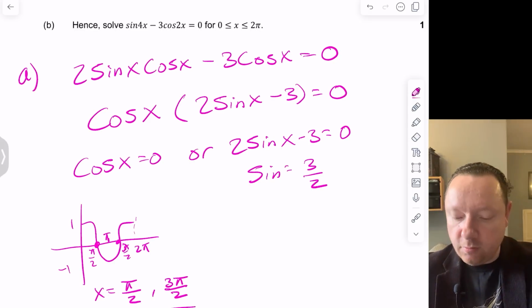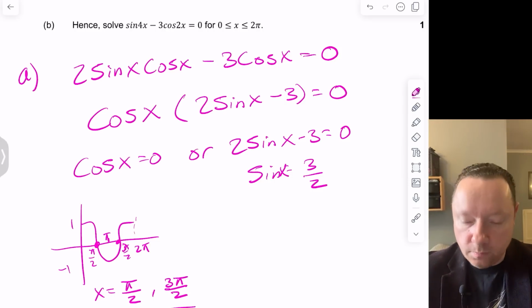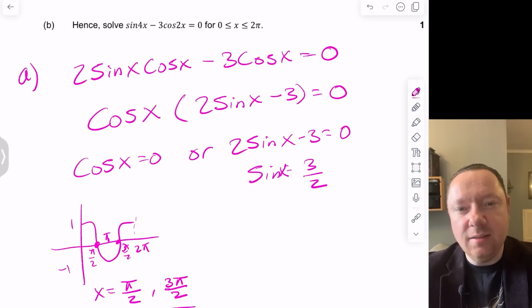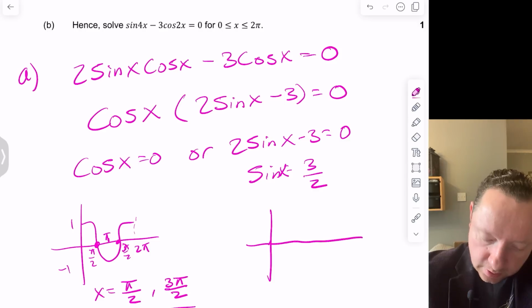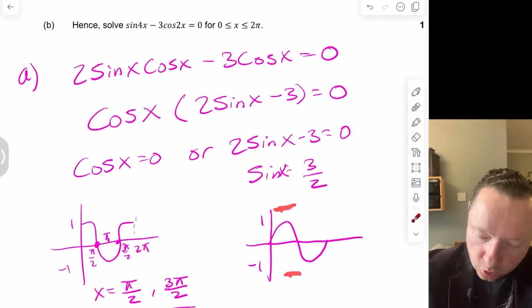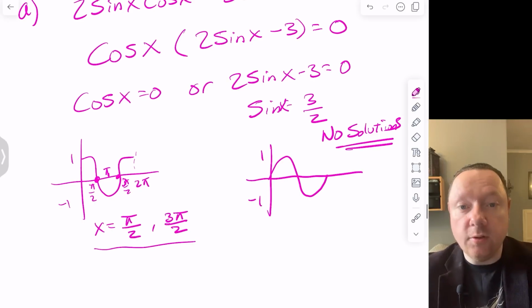For the other side, we've got sin x equals 3 over 2. Now, you might be thinking, wait a minute, that's not an exact value. Again, looking at our graphs. Sine graph goes to 1 and minus 1. 3 over 2 is outside that, so there's no solutions. So I could just write no solutions. So we're done there, pi over 2 and 3 pi over 2.